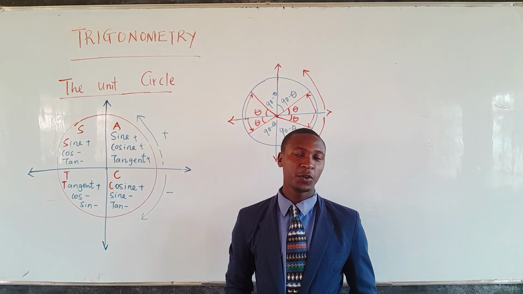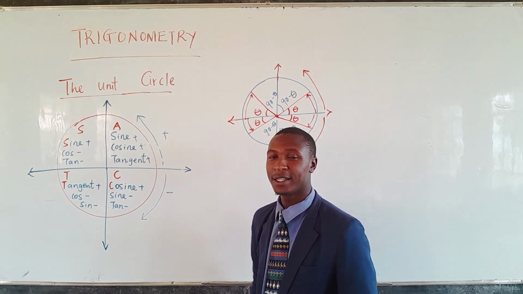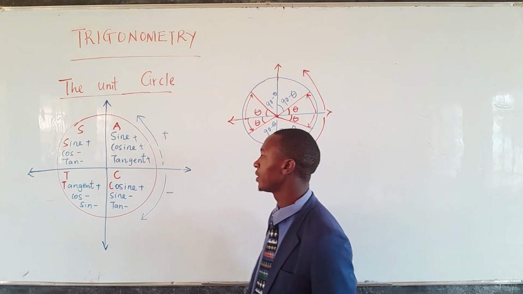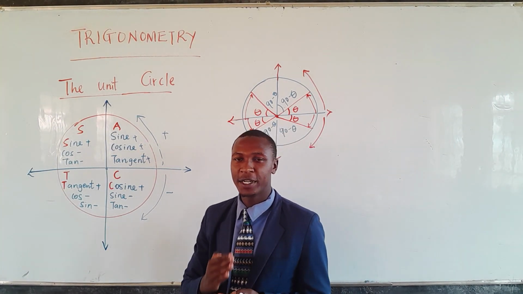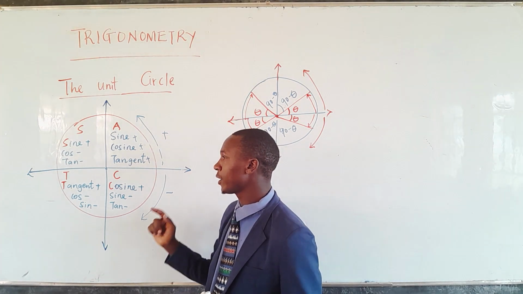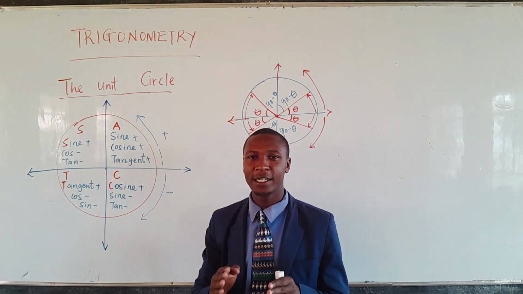Welcome to the lecture online, and today we are going to talk about the unit circle. Now, what is the unit circle? Well, it turns out that sometimes we use the unit circle to illustrate various concepts in trigonometry. A unit circle is a circle on a Cartesian plane whose radius is exactly 1 unit.